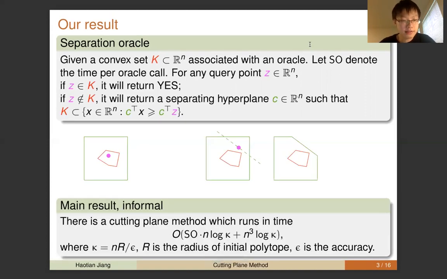Our main result is the following. We show that there is a cutting plane method which makes n log kappa calls to the separation oracle and an extra runtime of n^3 log kappa, where kappa is nR over epsilon, where n is the dimension, R is the radius of the initial polytope, and epsilon is the accuracy. So recall we want to either compute a point in K or prove that K does not contain a ball of radius epsilon, and that's the epsilon here.